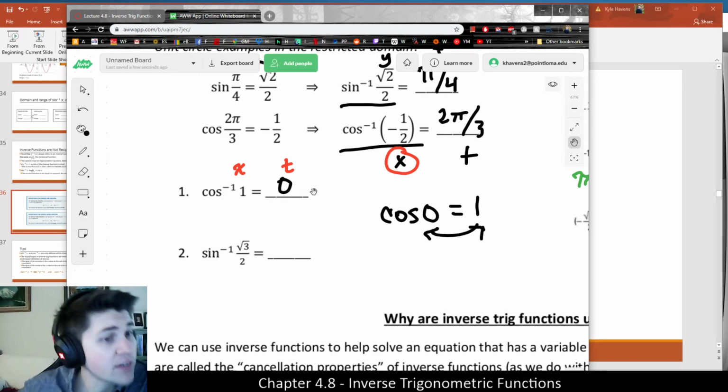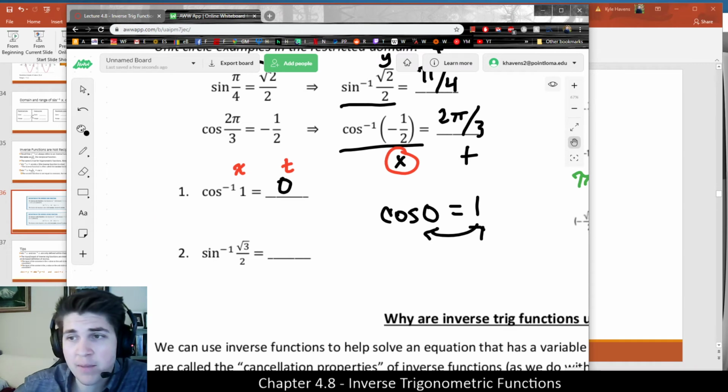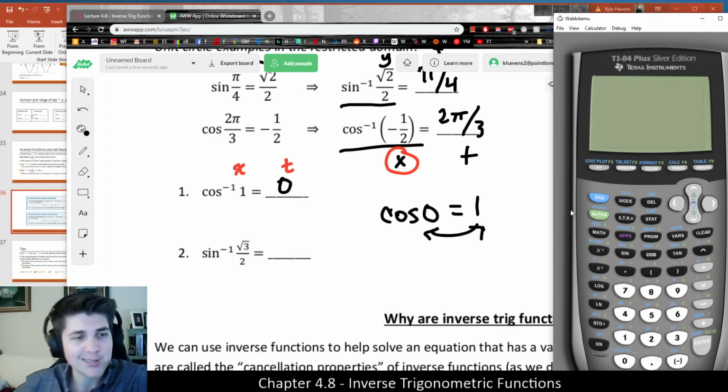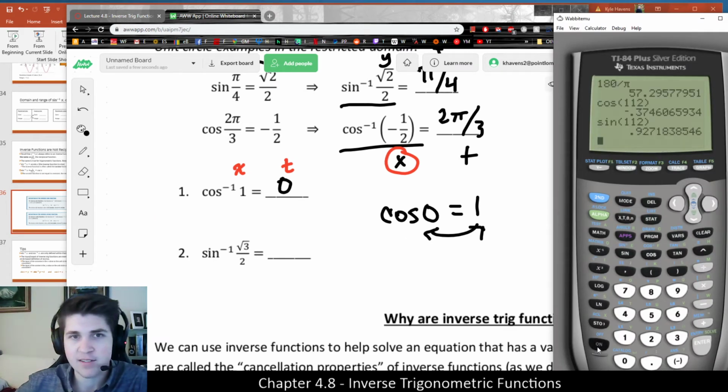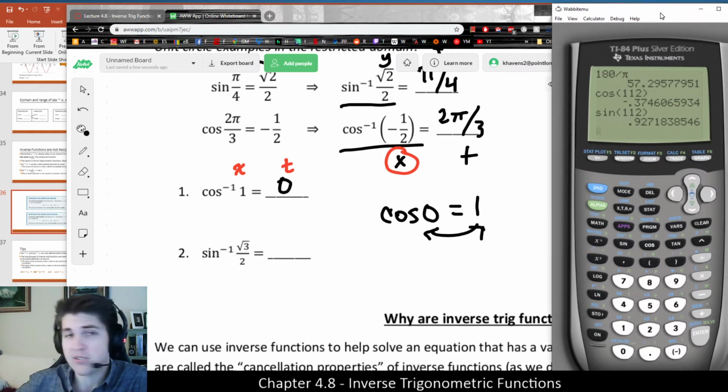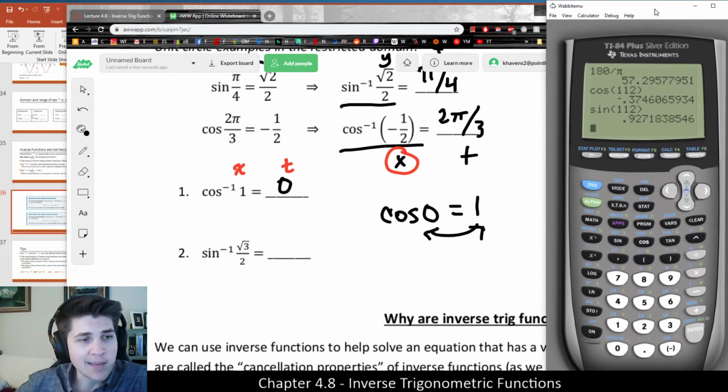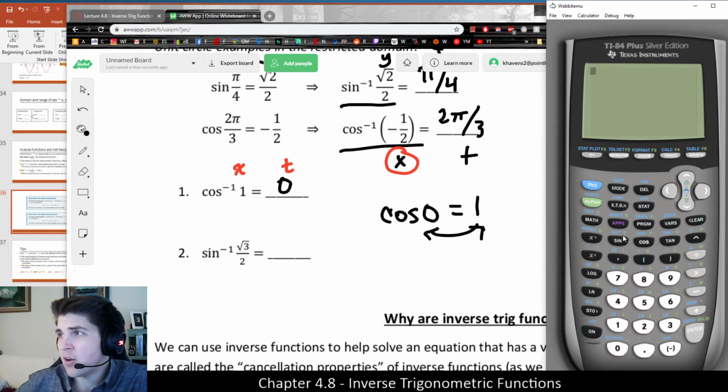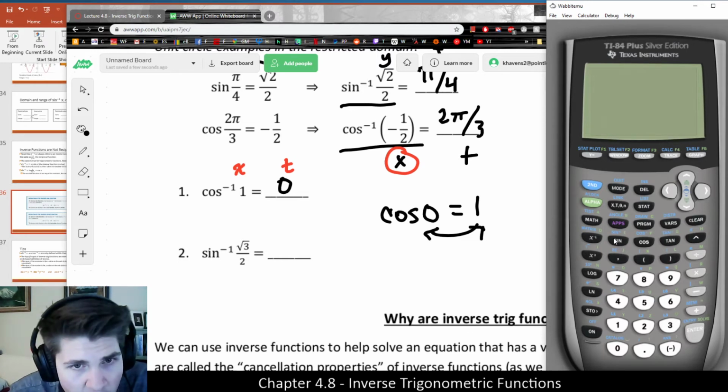Also, your calculator can do inverse functions, which I strongly recommend you use to check yourself, because this is super easy to get mixed up. Even I get mixed up from time to time with inverses, because it's all the same, just backwards. Anyways, but right above sine, cosine, and tangent are the inverse functions.